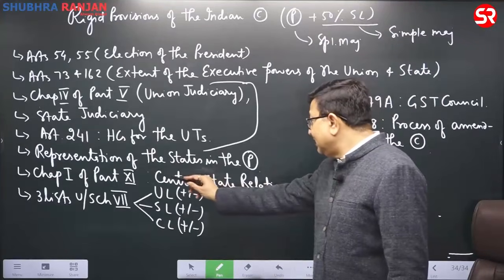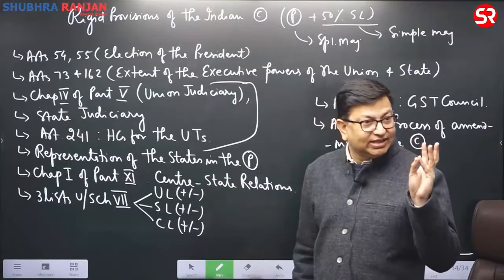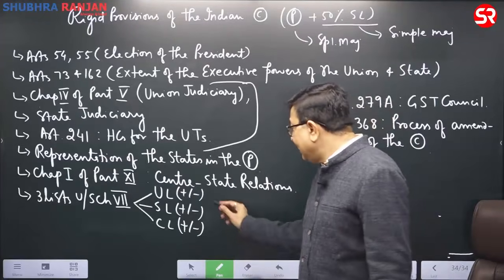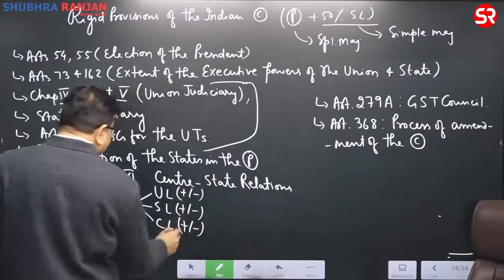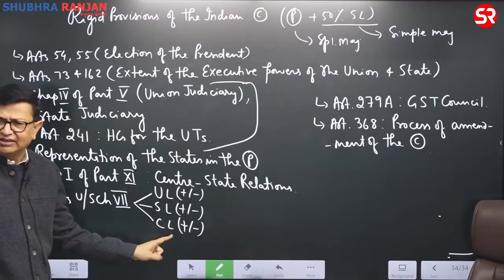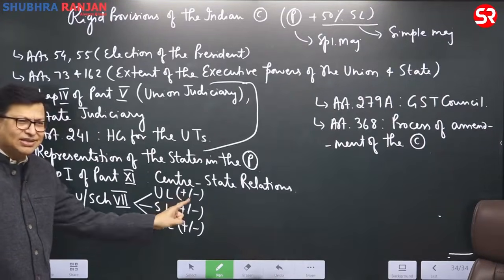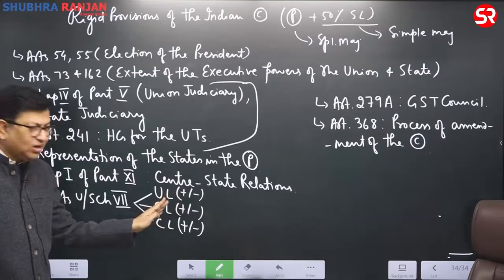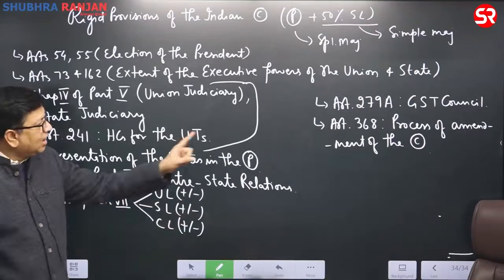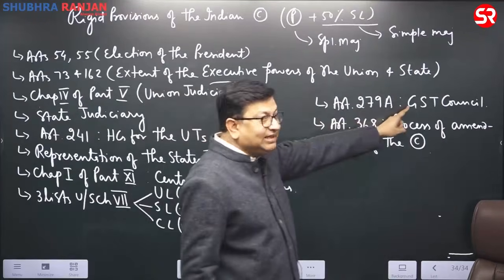Then chapter 1 of part 11, legislative relations, administrative relations, you cannot arbitrarily change them. Here also, no changes can be made in the union list, state list or concurrent list without the consent of the states. Plus minus I have written, why? You cannot add on, you cannot delete of your own. And 279A, GST Council.